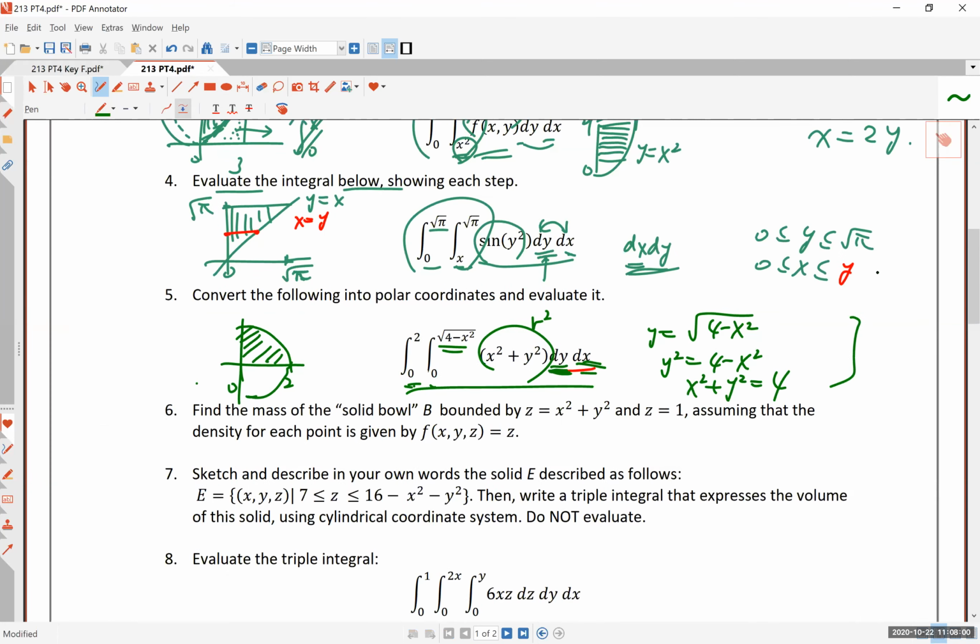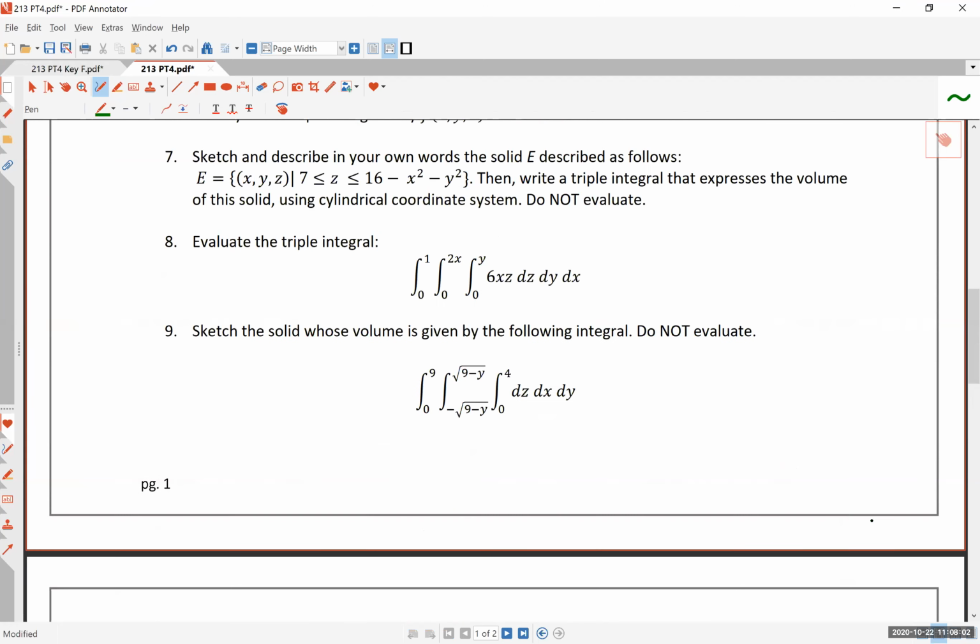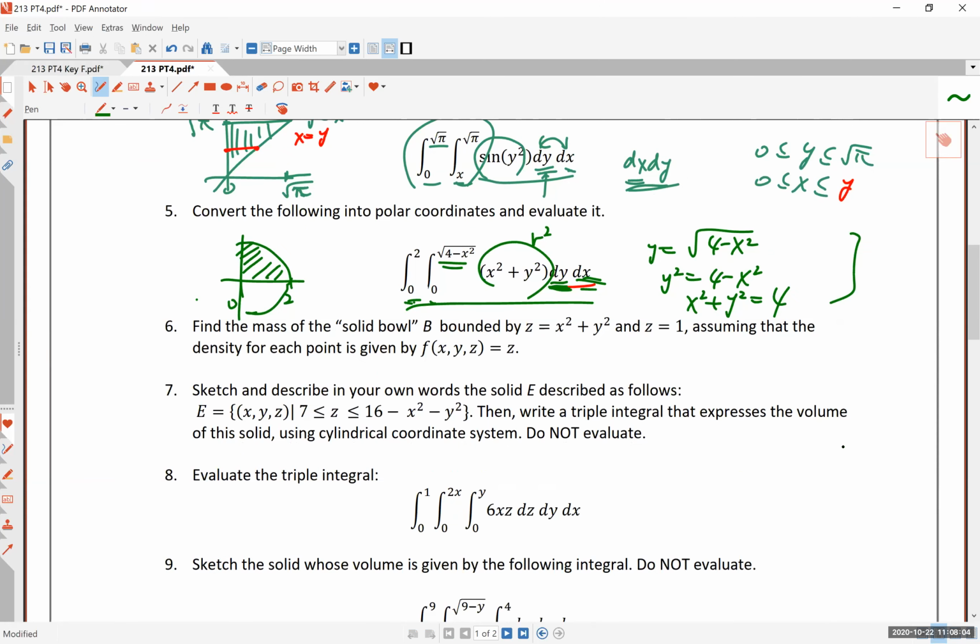All right, we have 12 problems in this entire thing. Let's do one more, and we will take a break and go to the second part of this video. Find the mass of a solid bowl. Remember, mass is basically a triple integral with the density function as the integrand. So that's not really difficult.